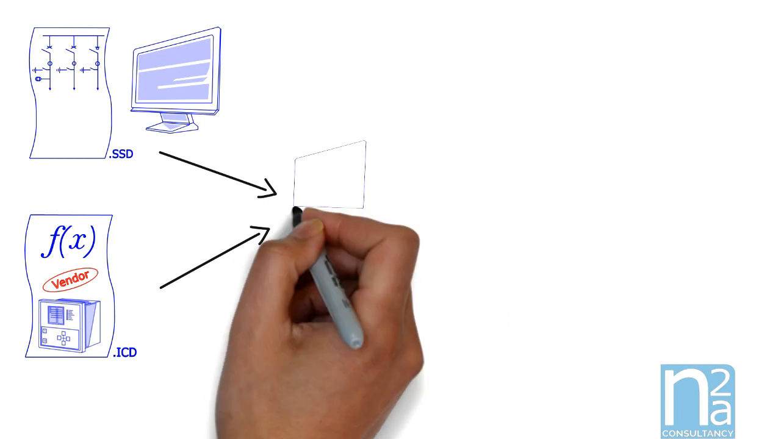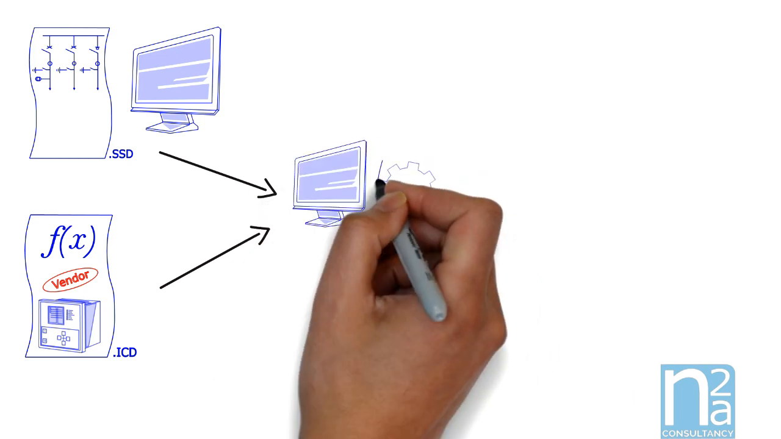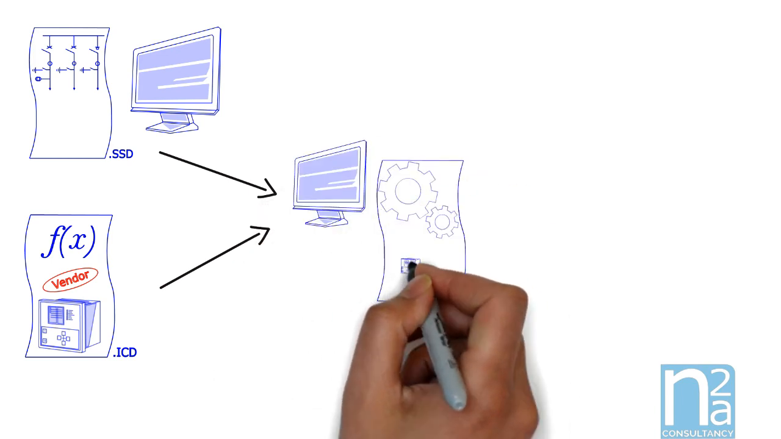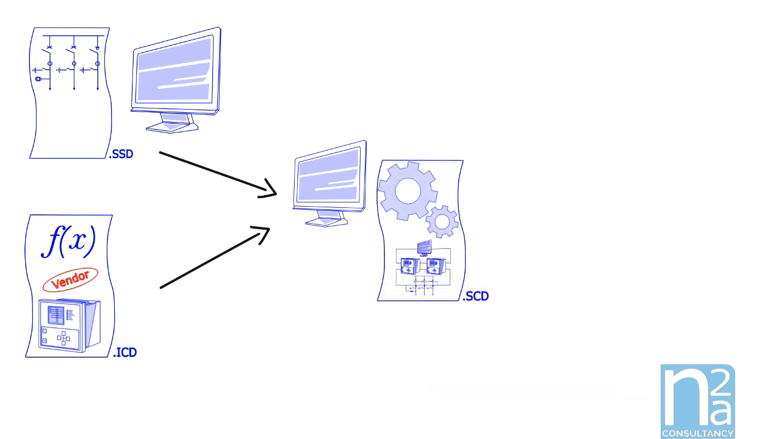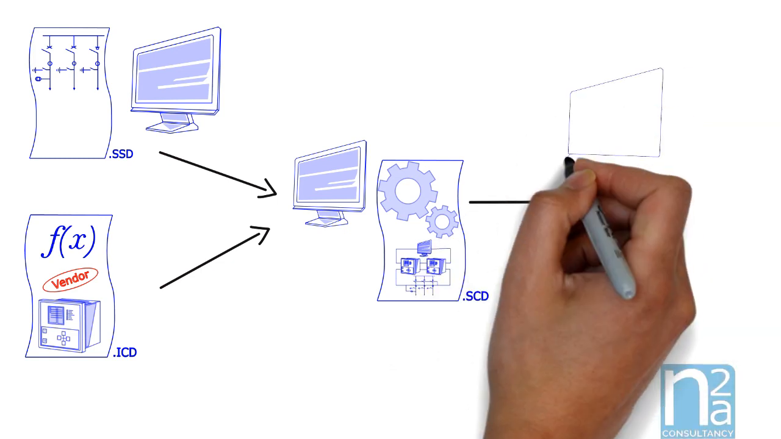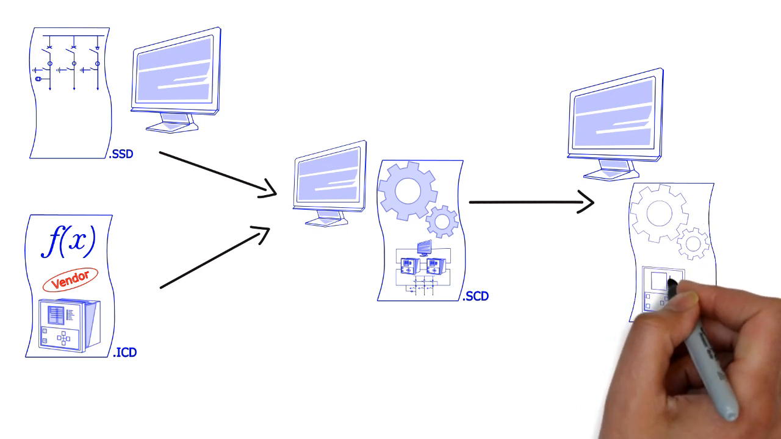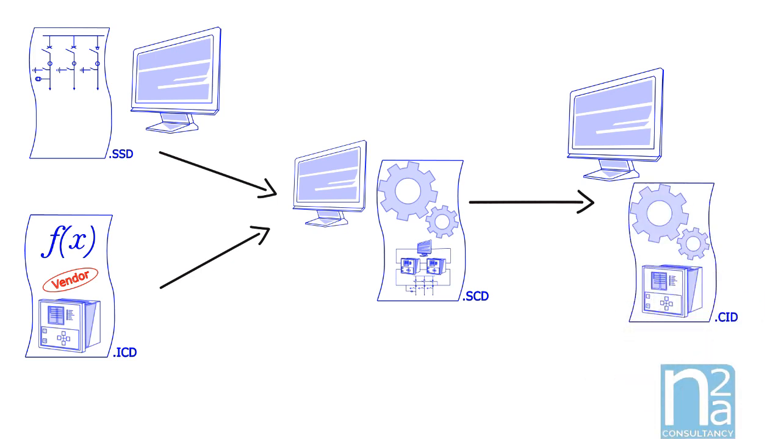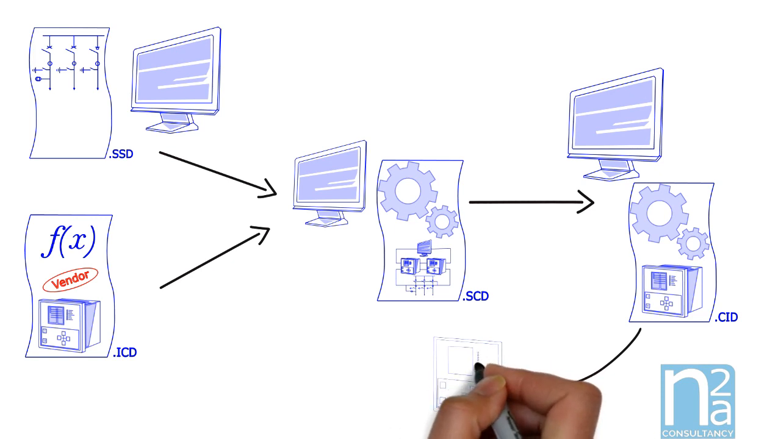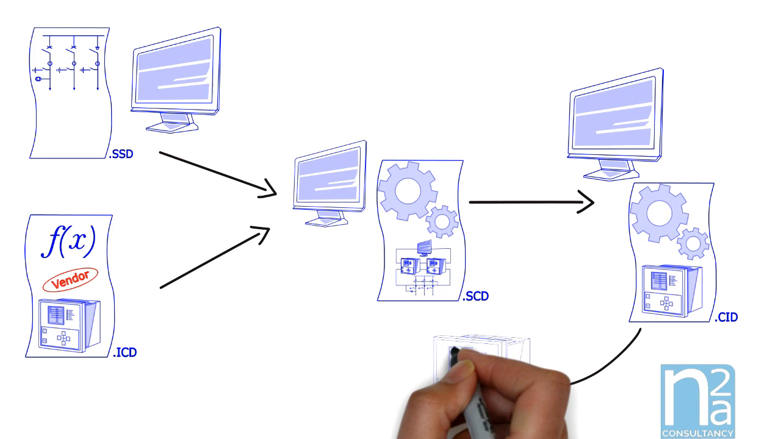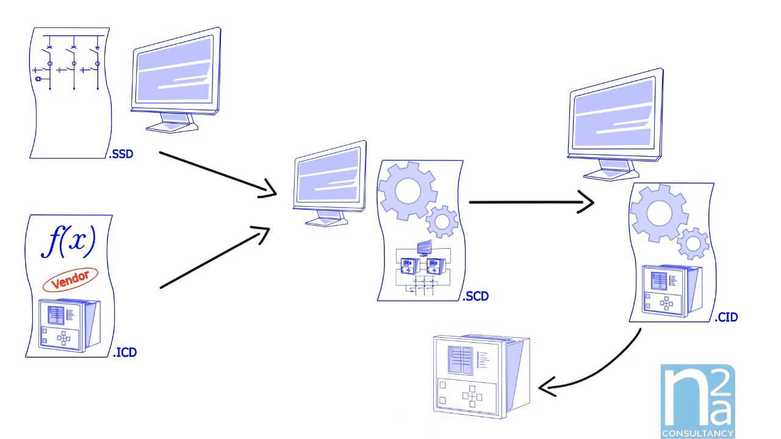These two files are used in a system configurator to create a new file which is called SCD, Substation Configuration Description. During this configuration phase, all interlocks between IEDs are also defined. The last phase consists of extracting from this SCD file individual IED configuration descriptions, which are called CID files. These files can then be transferred to IEDs to set their configuration automatically. Even if this looks simple, multiple possibilities make this phase quite complex, and standardization of solutions is highly recommended.